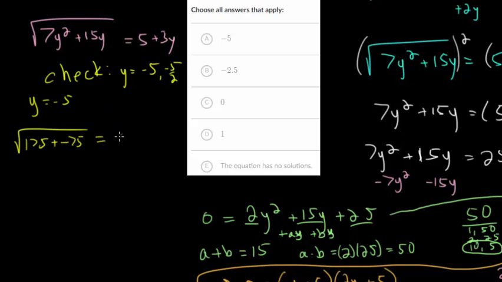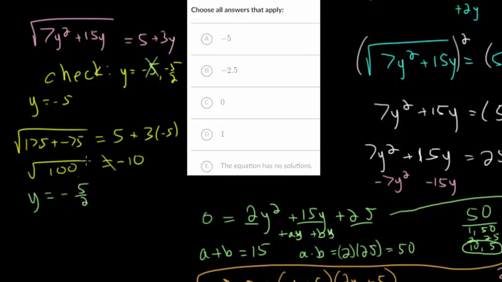And this will be equal to 5 plus 3 times negative 5, which is a negative number. 5 minus 15 would be negative 10. And over here, you get the square root of 100, which is 10. So these are not going to be equal, which means we can eliminate this negative 5. And from here, let's just check the other one, just so that we can make sure it doesn't have no solutions. So y is minus 5 halves.